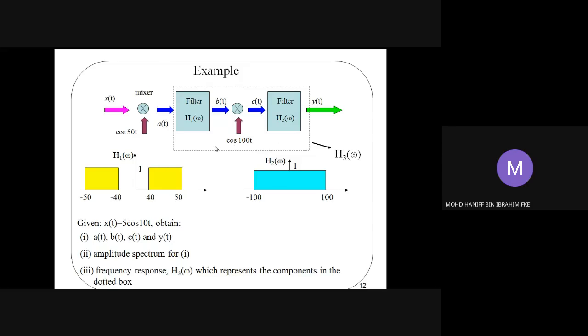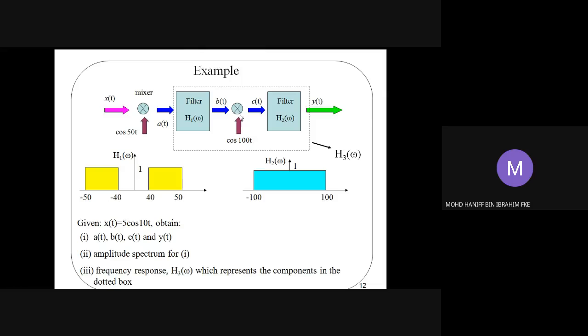We have this example in which the system consists of two inputs, where we have x(t) and cos 50t as the input. The inputs are mixed, and mixing is basically a multiplication, and this will produce A(t). The A(t) signal passes through the filter H1 omega, in which H1 omega has this frequency response between 40 and 50 values of frequencies. The output of the filter is B(t).